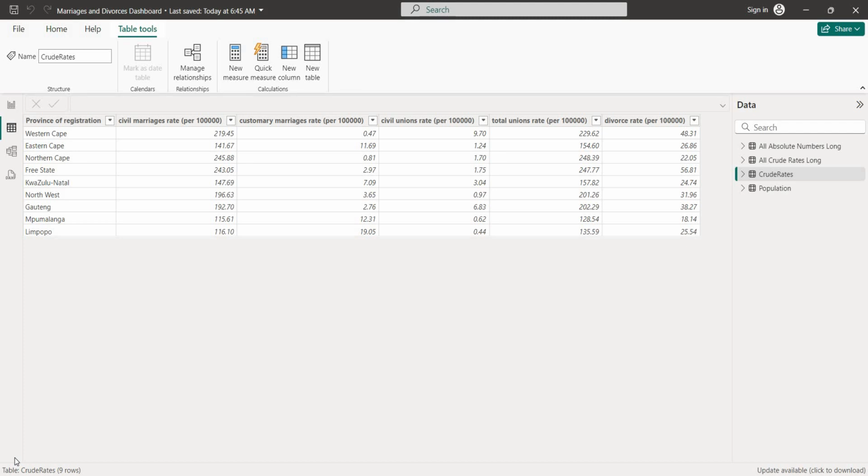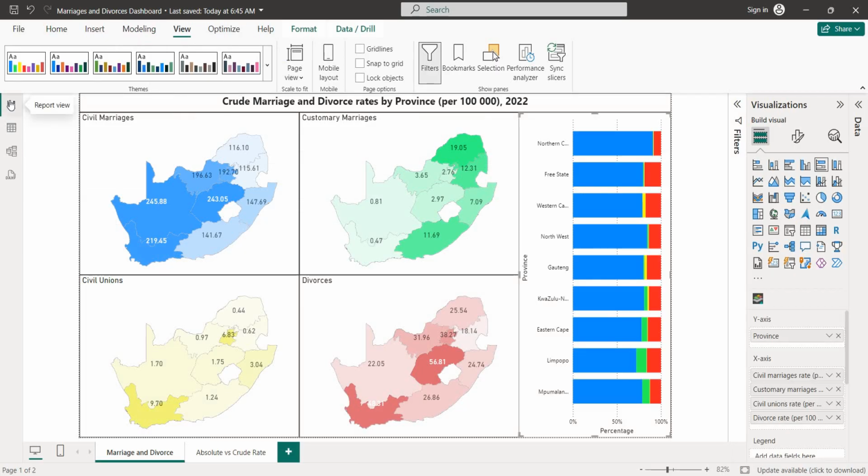This is part 2 to the marriages and divorces release. So here we'll be looking at a Power BI visualization. Let's begin. For our first panel, we have the crude marriage and divorce rates by province. That is the per 100,000 of the population rates in 2022.